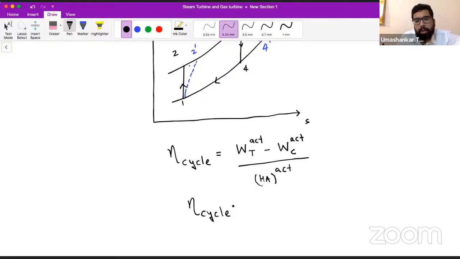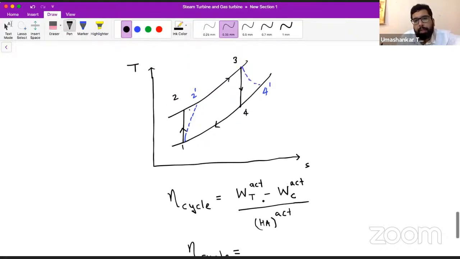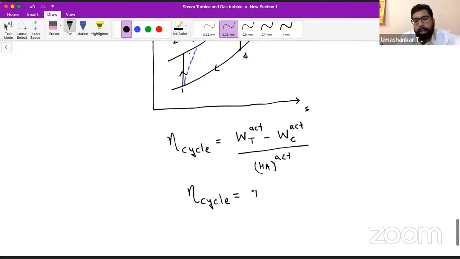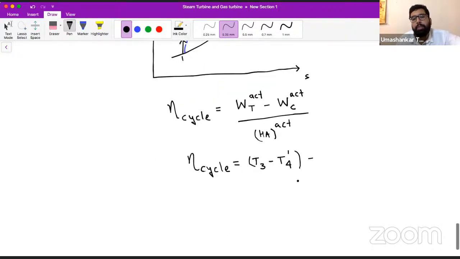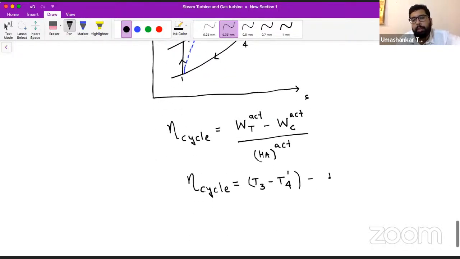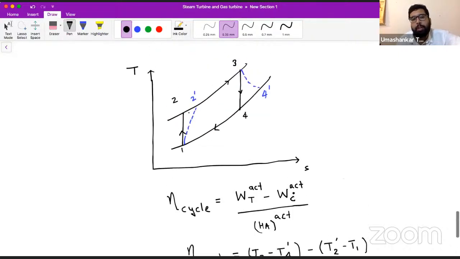What is the actual work done in a turbine? You can see, it is T3 minus T4 dash, minus what is the actual work of the compressor when compressor efficiency is given to you. So that is T2 dash minus T1, upon what is the actual heat added.